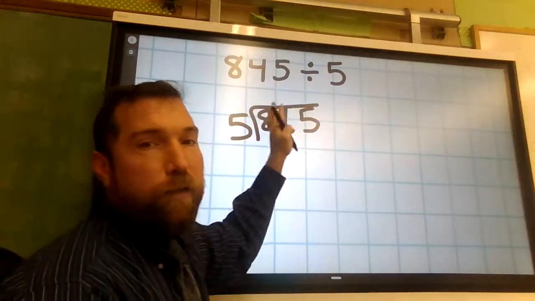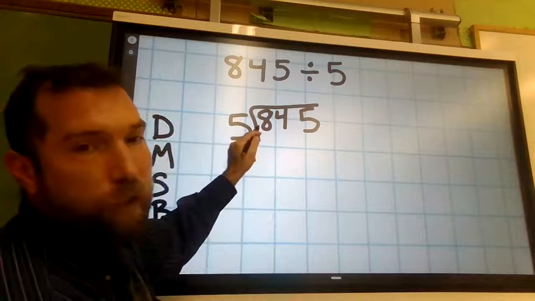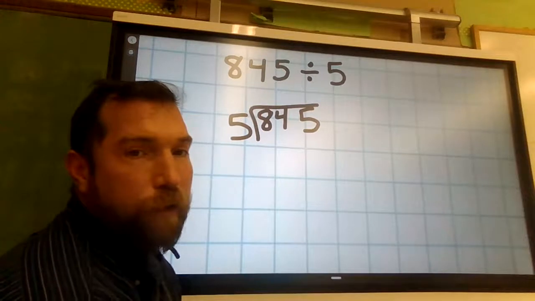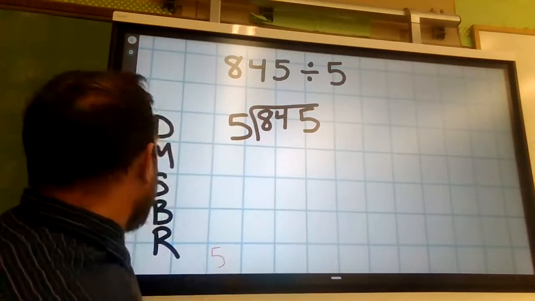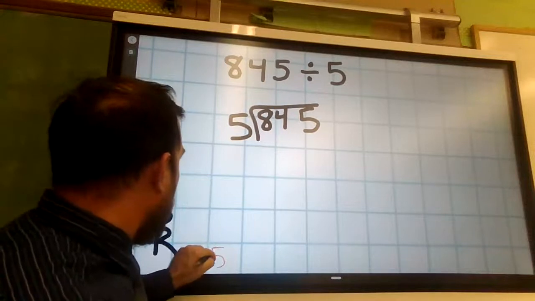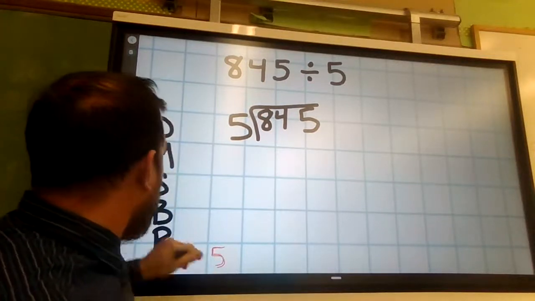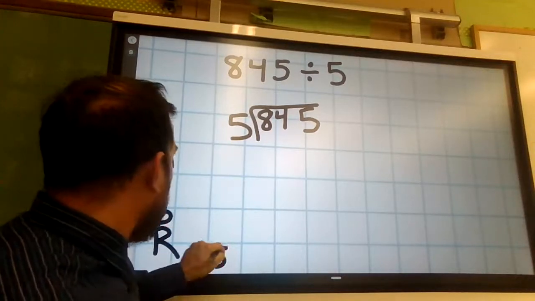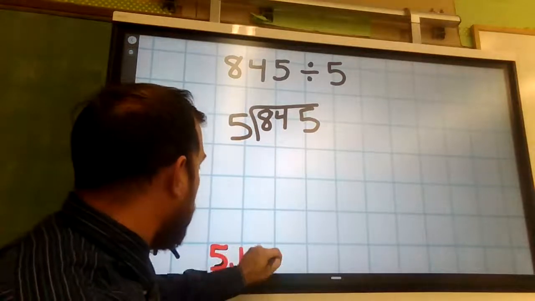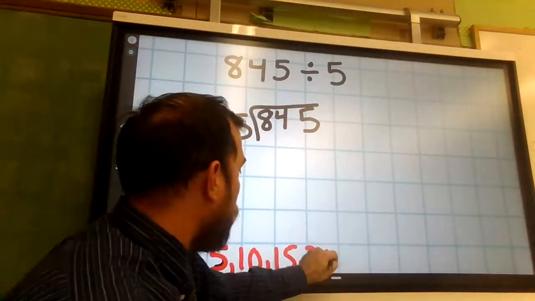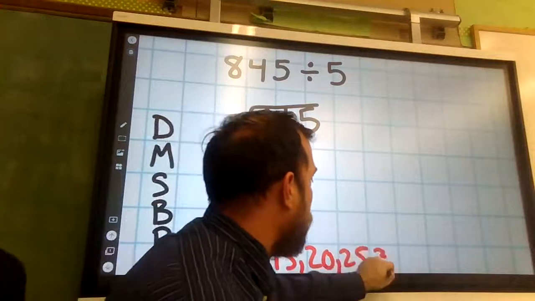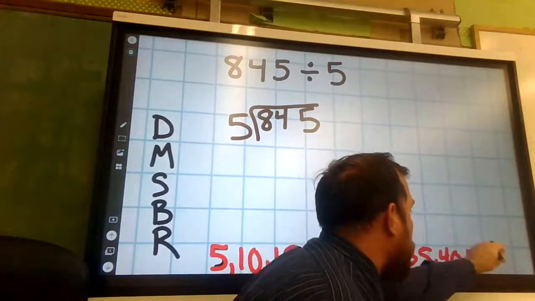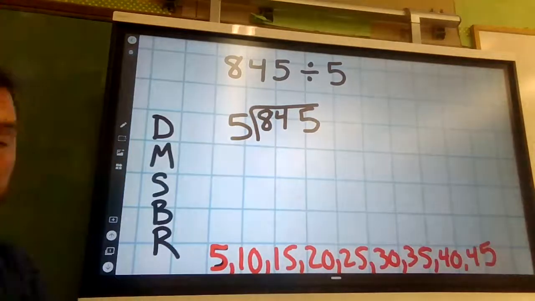Don't even worry about the 45, or that it's 800. Just think about 8 divided by 5. There are 8 kids, and you want to make teams of 5. I'm thinking about my 5 chart. I picked 5 because I know it's an easier number to work with. We have 5, 10, 15, 20, 25, 30, 35, 40, and 45. I should never have to go higher than that.